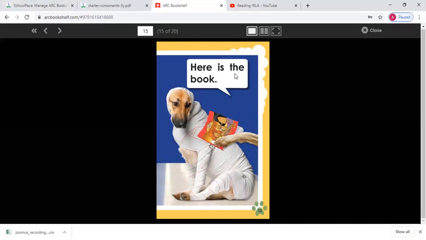Here is the, all right, that starts with what letter again? B, and B says b, b. Try this one on your own. Try to figure out what this new word is. Book. Good. Here is the book. Repeat the sentence with me. Here is the book. Great job.